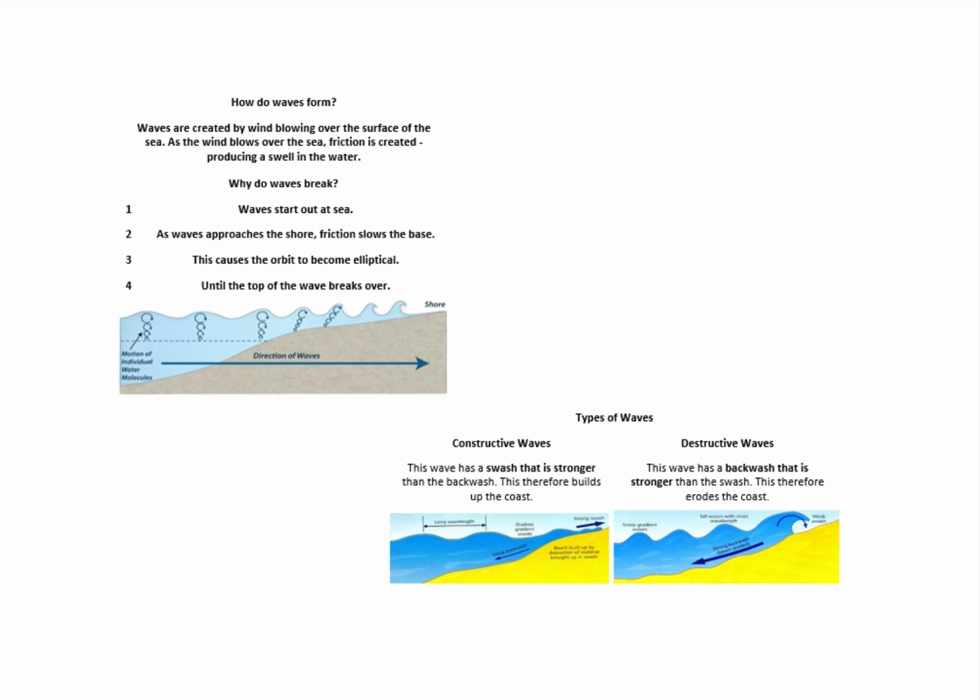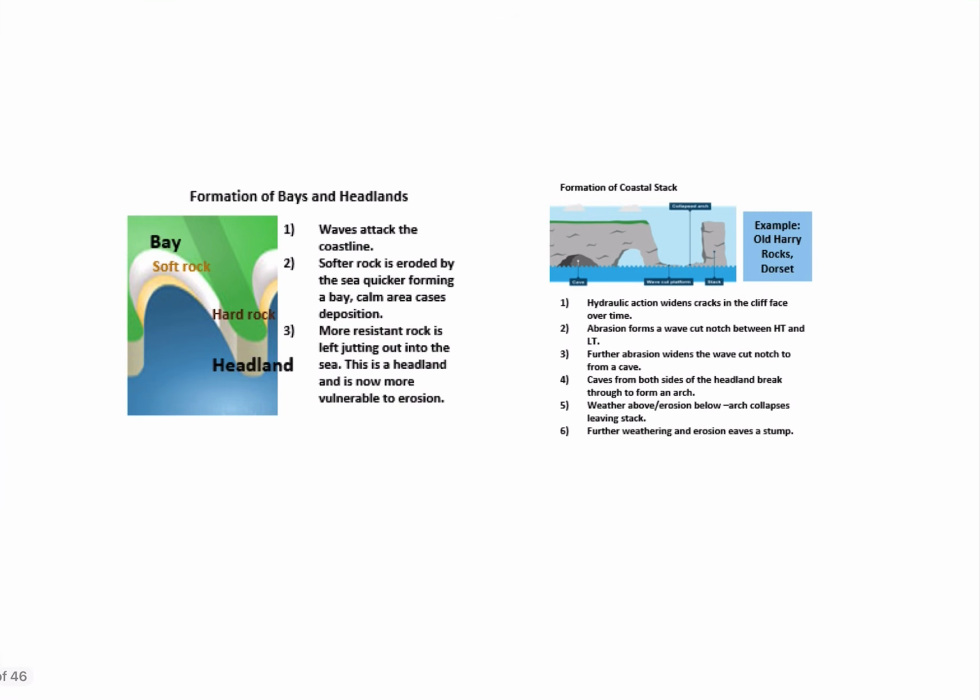Waves as well, it's really important you understand waves. So waves are created when the wind blows over the surface of the sea. So it's going to create loads of friction, it's going to produce swell in the water, and that's what causes our waves. You have 2 types of waves as a reminder. These diagrams down here show that off quite nicely. You've got constructive waves that help to build up the beach, so the swash is stronger than the backwash. Destructive waves help to remove that sediment, so therefore the backwash is a lot stronger than the swash.